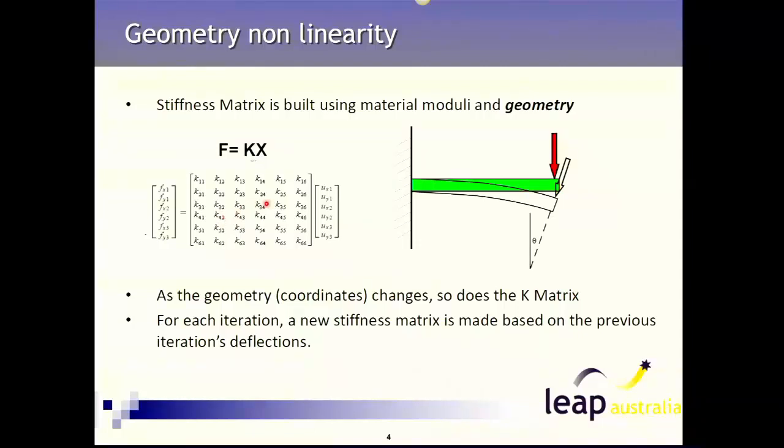Okay, so even if you don't have any metal plasticity or any contact nonlinearities, which you won't have in this model because it's a single part, you purely update the stiffness matrix based on the change in shape of your structure.